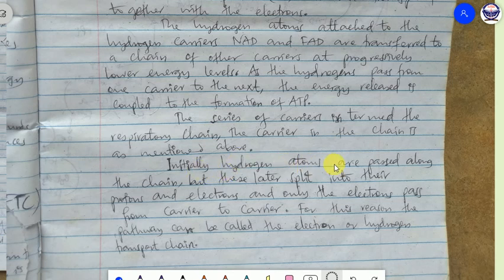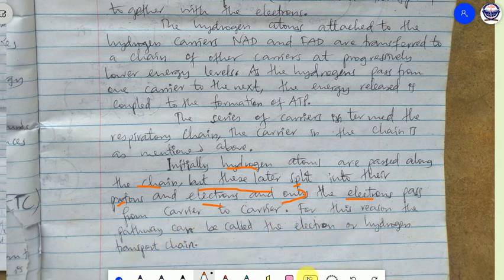So initially hydrogen atoms are passed along the chain, but these later split into protons and electrons, and only the electrons pass from carrier to carrier. Initially tumesema nini? Initial hydrogen atoms are passed along the chain, but these later split into the protons and what? Electrons, and only electrons pass from carrier to carrier. For this reason, the pathway can be called the electron or hydrogen transport chain.